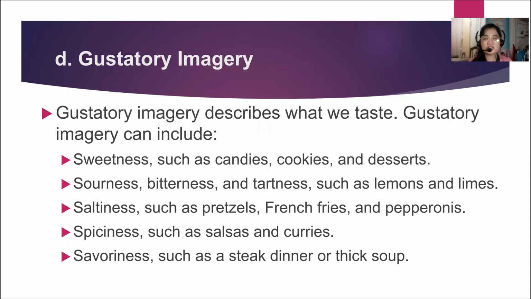Sourness, bitterness, and tartness such as lemons and limes. Saltiness such as pretzels, french fries, and pepperonis. Spiciness such as salsas and curries or peppers. And savoriness such as steak dinner or thick soup. Savoriness means delicious. Of course, steak or thick soup is delicious.